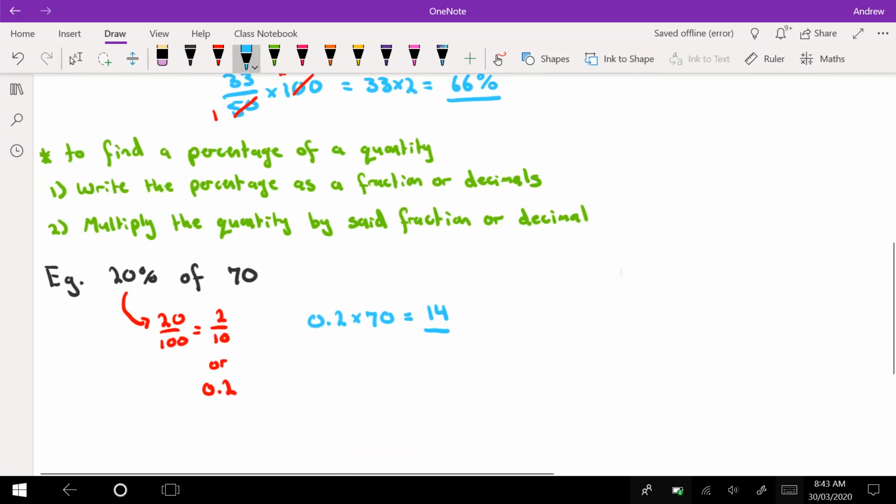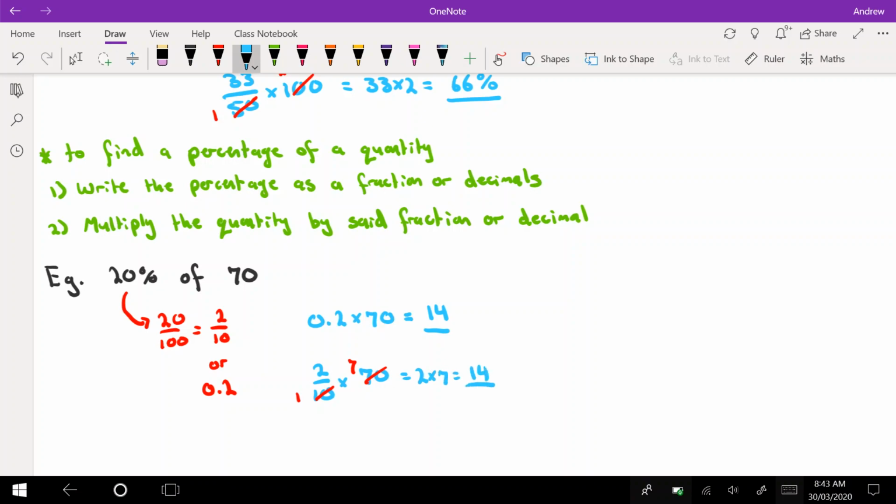I'll do the fraction way just for the working out as well. So 2 over 10 times 70. Fractions are much easier to do without a calculator. So you can get rid of that. So that becomes 1 and that becomes 7 because you're taking out that factor of 10 out of both the 10 and the 70. So then it becomes 2 times 7, which equals 14.